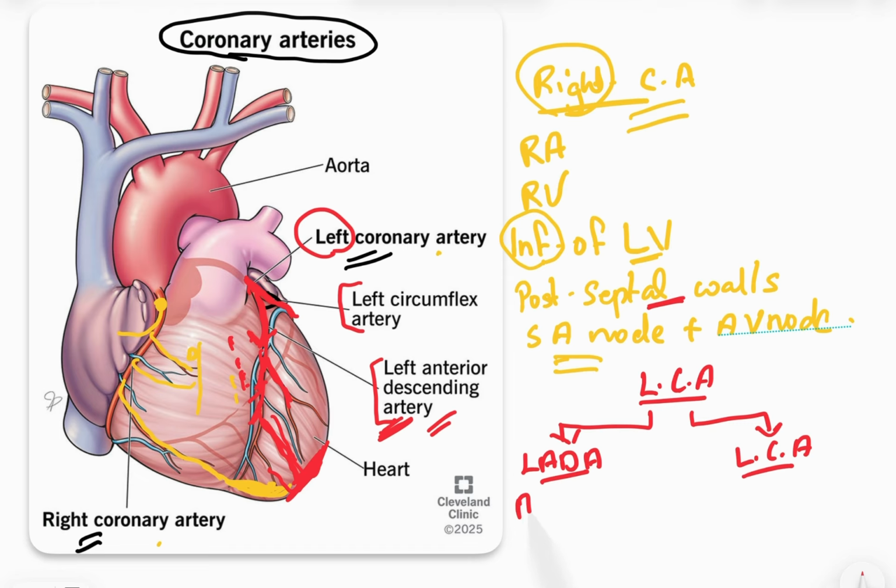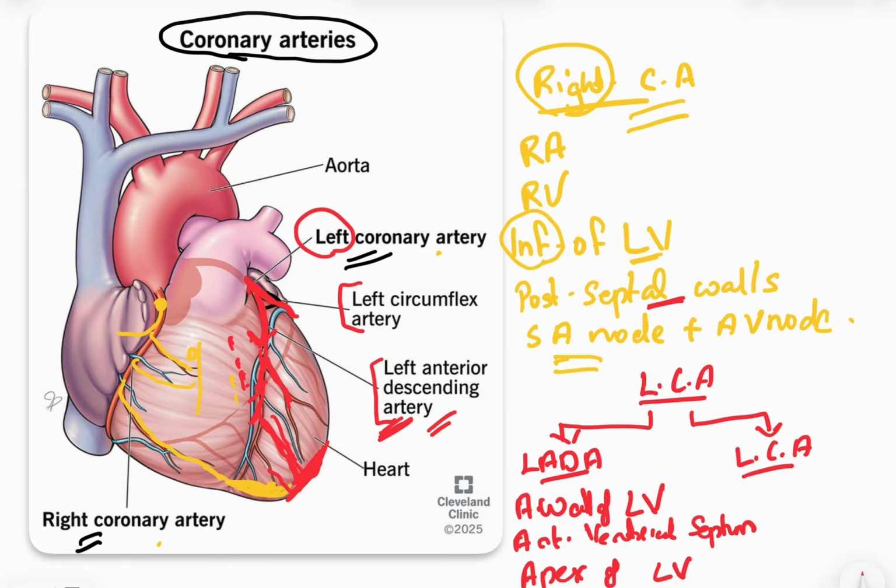So where is it? Anterior wall of left ventricle, anterior ventricular septum, then apex of left ventricle. Okay, so this is the left anterior descending artery.